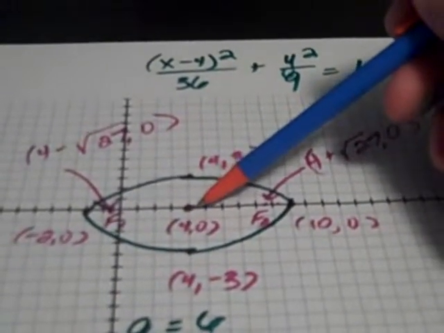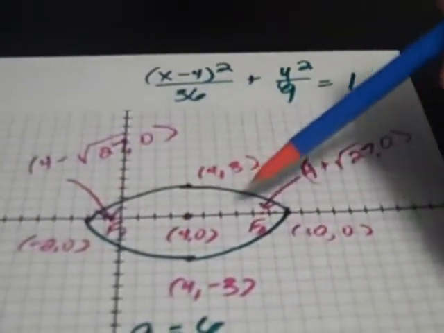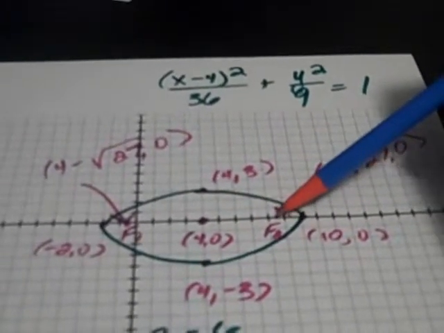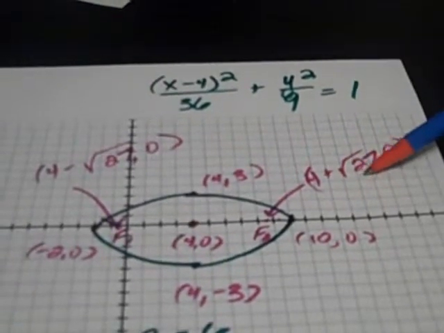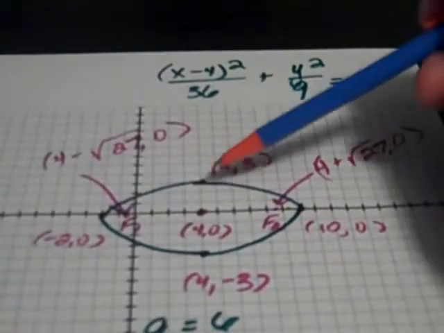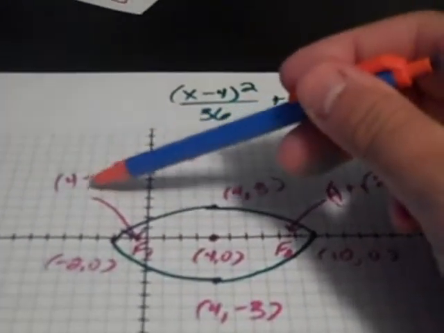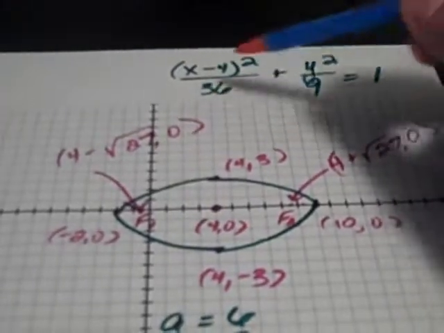So if the center is (4, 0), and the major axis of symmetry is horizontal, I'm going to go square root of 27 spaces to the right to get to a focus. That'll give me (4 plus the square root of 27, 0). I'm going to go the square root of 27 spaces to the left, which means the other focus will be at (4 minus the square root of 27, 0).